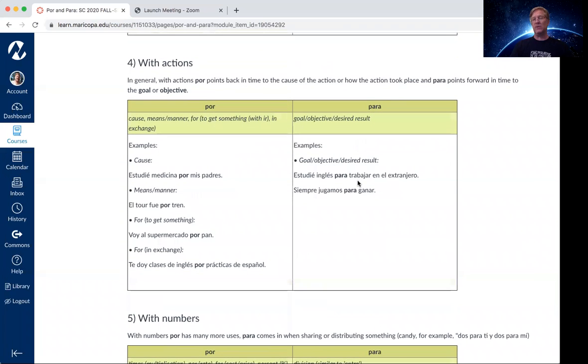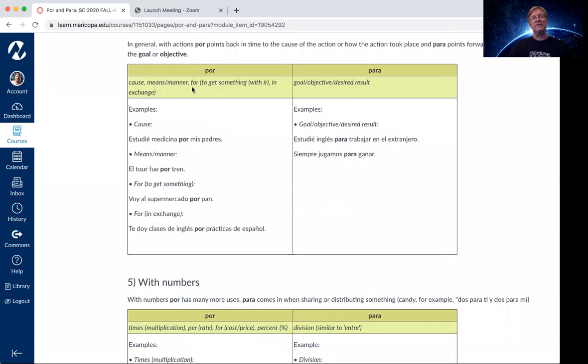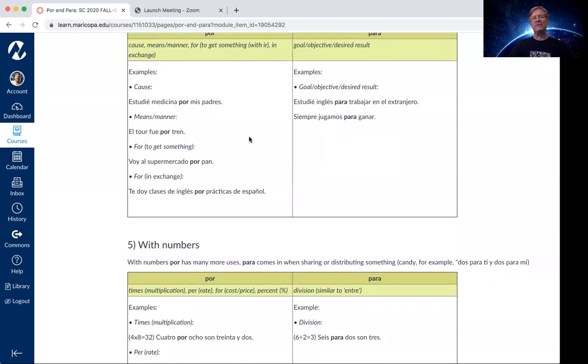With actions, with the infinitive, remember from previous several units where we've studied prepositions before, you know that in Spanish the only verb form that can follow a preposition is the infinitive. So with infinitives, por points to cause, means, or manner, and for, meaning to get something, with ir, or in exchange for something. So exchange as well. Whereas para indicates goal, objective, or desired result. So you can have some examples there.